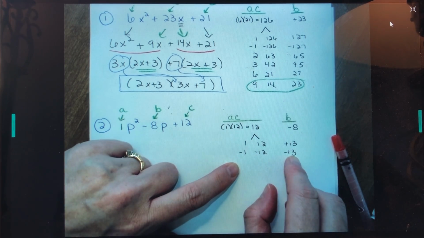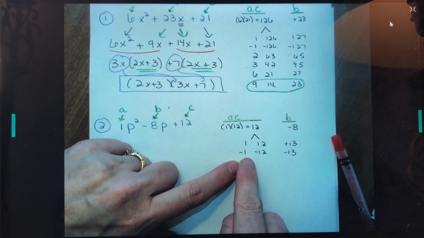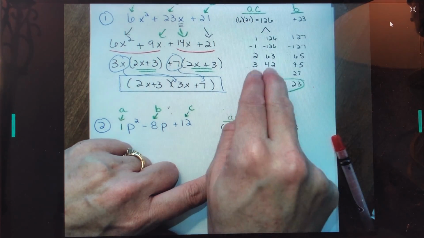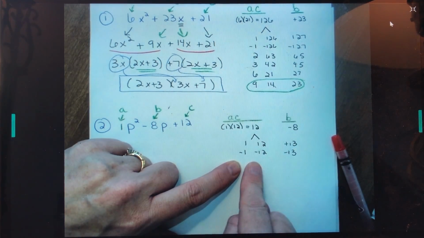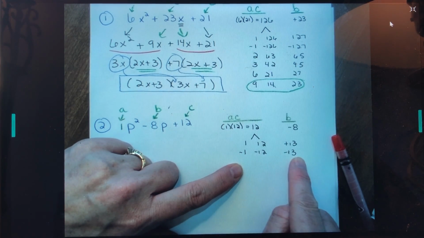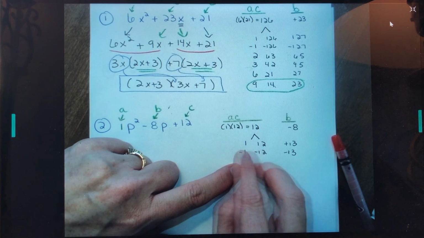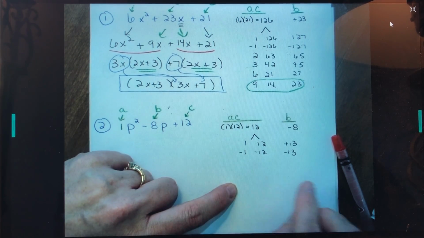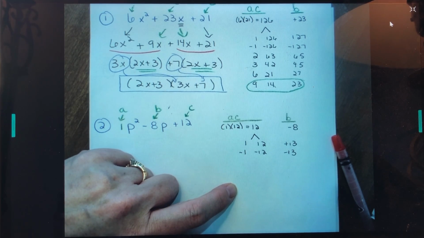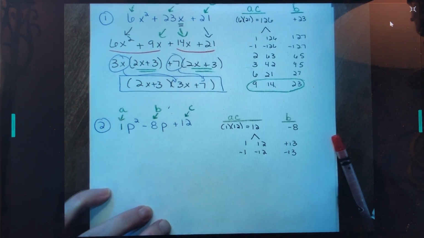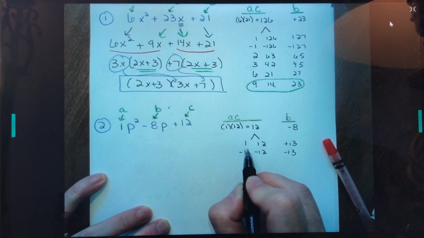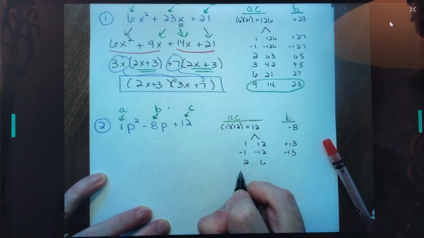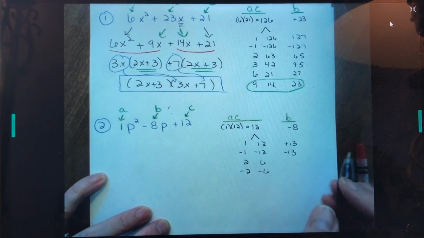And so kind of the opposite of what we had going up here, because the AC was positive and the b was positive, we knew it was going to be the positive cases. So likewise here, it's going to have to be the negative cases. If you don't see that, don't worry about it. You can always just list the positive and the negative case each time, and eventually you'll figure out what the right pairing is if it exists. Okay, so it's not 1, so how about 2? So is it 2 times 6 or -2 times -6?